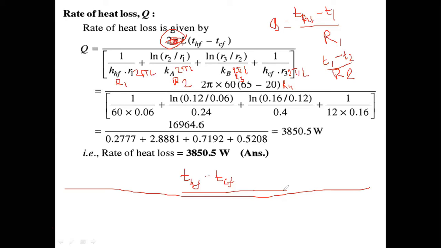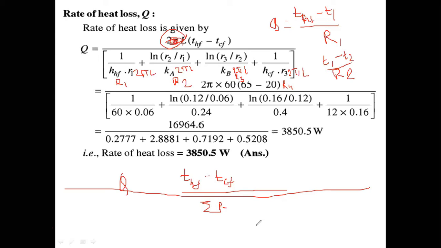So for this composite material problem, first find out the summation of resistance. Each resistance you find out, then find out the summation of resistance. Then you find out Q equals to THF minus TCF by summation of resistance. So from this you get the Q. Okay, so if you know the Q, then you find out the intermediate temperatures. Means each part you can find out, Q equals to THF minus T1 divided by R1, then T1 minus T2 divided by R2, then T2 minus T3 by R3. In this way you can find out all intermediate temperatures.